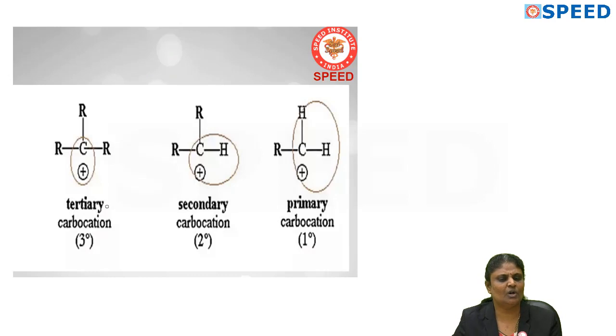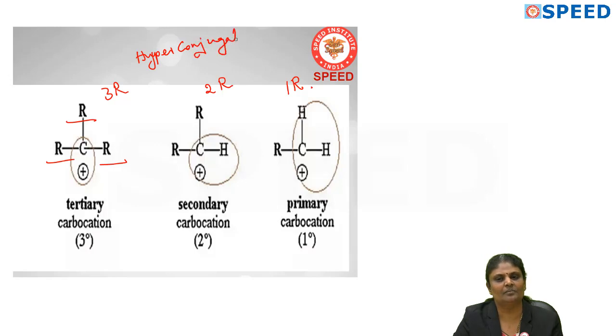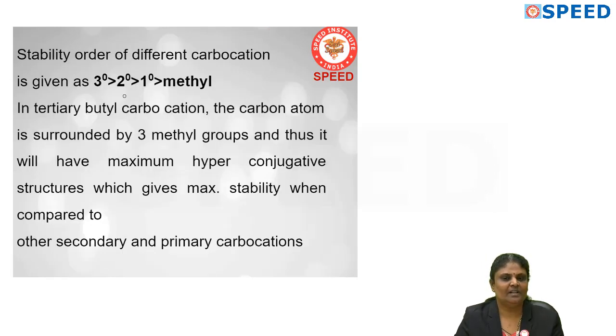So this is a tertiary carbocation. All three are attached to R groups. So here 3 R groups are present, here 2 R groups are present, here 1 R group is present. So hyperconjugation is the correct answer for the stability of the tertiary carbocation. And then the stability order of different carbocations: the tertiary carbocation is more stable compared to the secondary, primary and methyl.